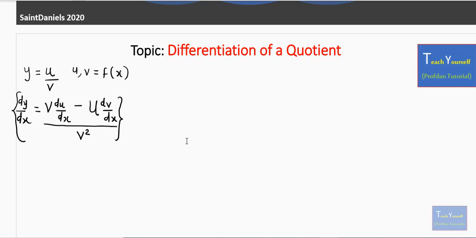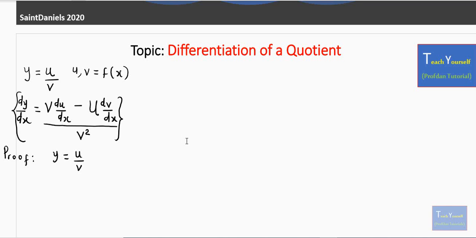But how did we arrive at this? So quickly, I'm going to put you through using the method of first principle to get this, and then we apply it. It's quite important as it's going to expand your knowledge. So, proof. To start with, we have y equals u over v.